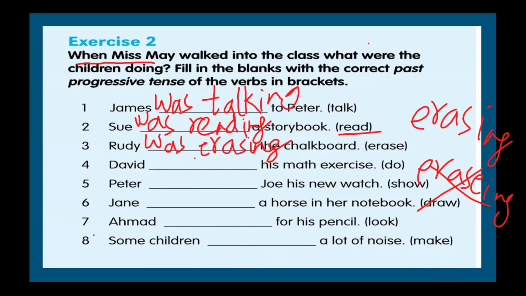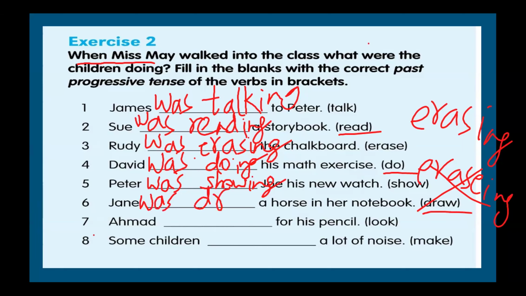Next one, David was doing his math exercise. Was doing. Next, Peter was showing Joe his new watch. Was showing. Very good. Show becomes showing. Show plus ing, showing. Next one, Jane was drawing a horse in her notebook. Was drawing. Draw becomes drawing.